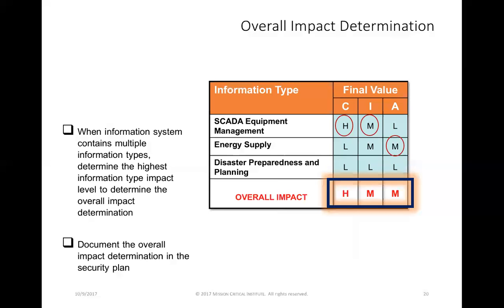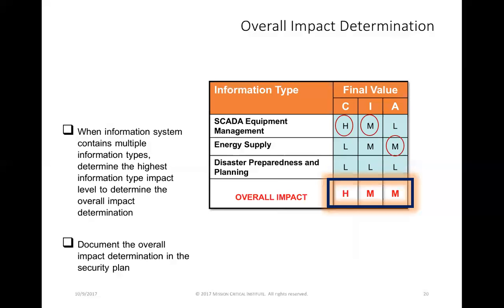Let's say for a medical system, you have personal information on there. So for the personal information, you look at the confidentiality. In other words, if someone else got into the system and got that privacy information, what would be the impact of that? And it would be probably high.